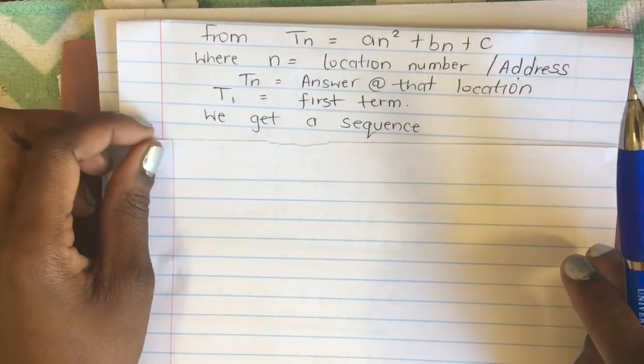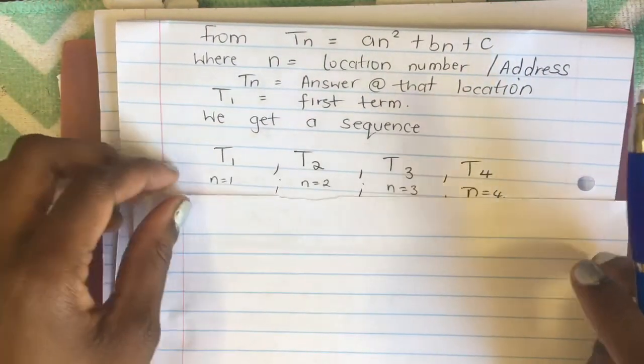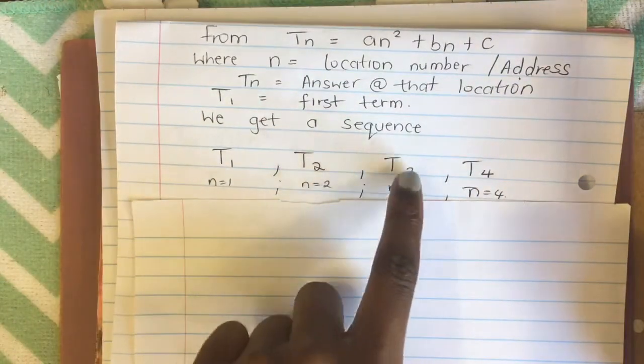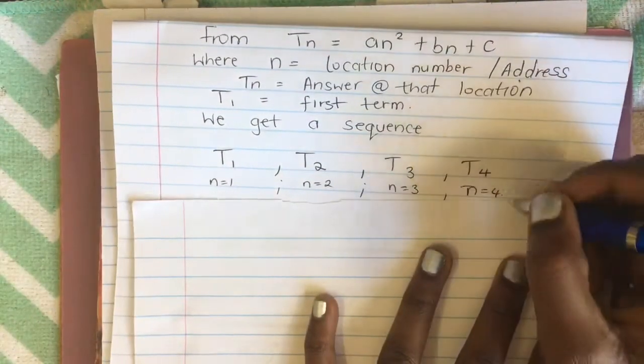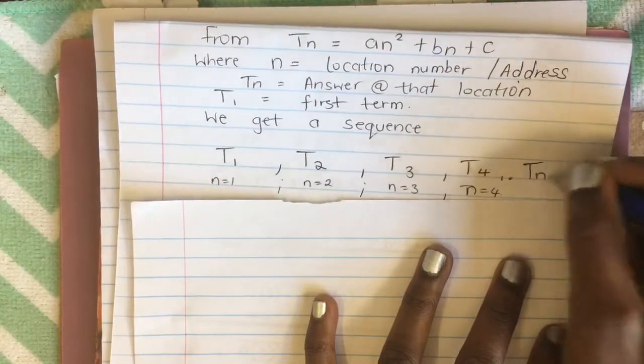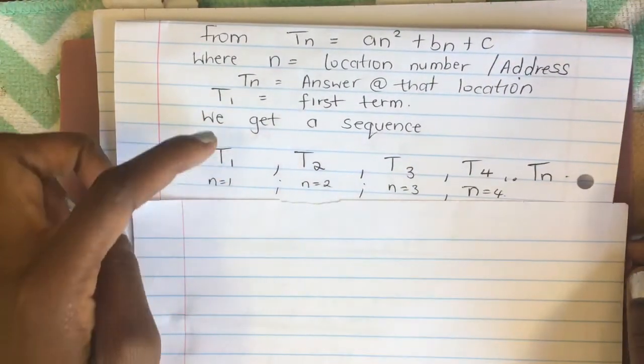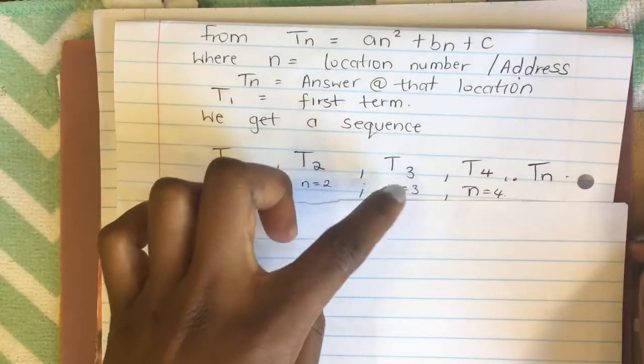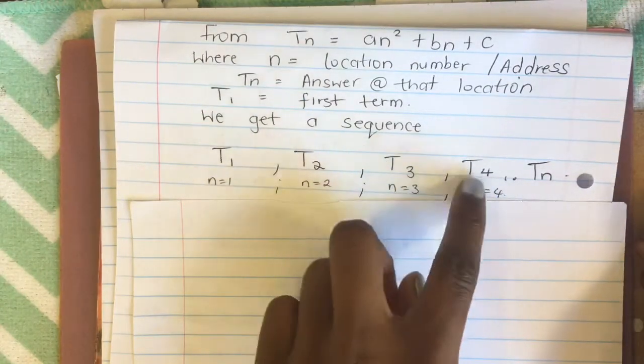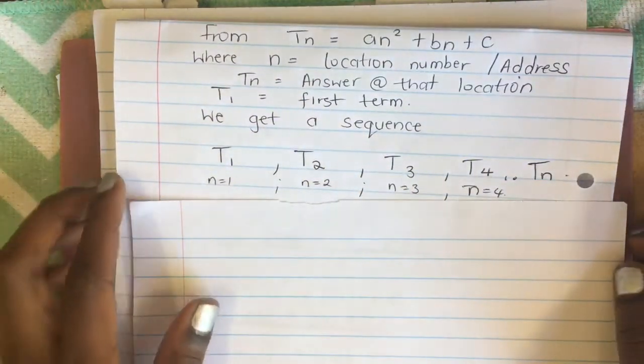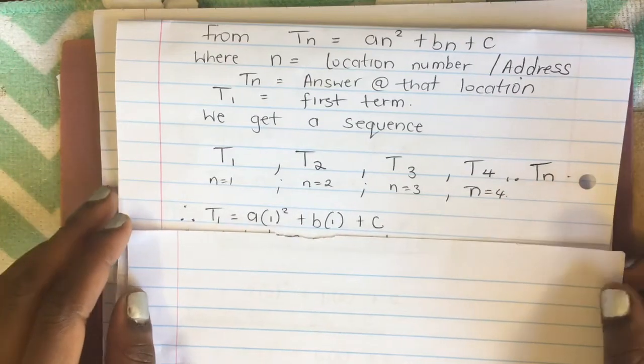We get a sequence T1, T2, T3, T4 and so on, up to Tn. You see? So at T1, n is equal to 1, at T3, n is equal to 3, at T4, n is equal to 4, at Tn, n is equal to n. We still don't know it.